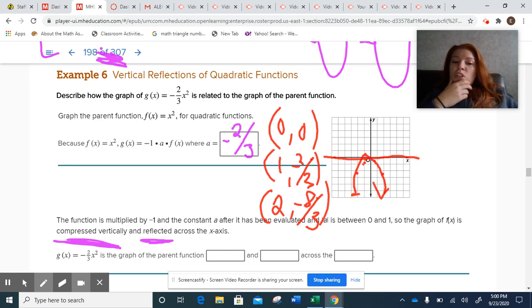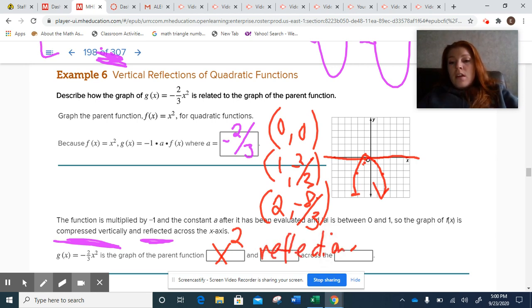So it says g of x is -2/3 x squared is the graph of the parent function x squared, and a reflection across the x axis. There we go. That was rough.